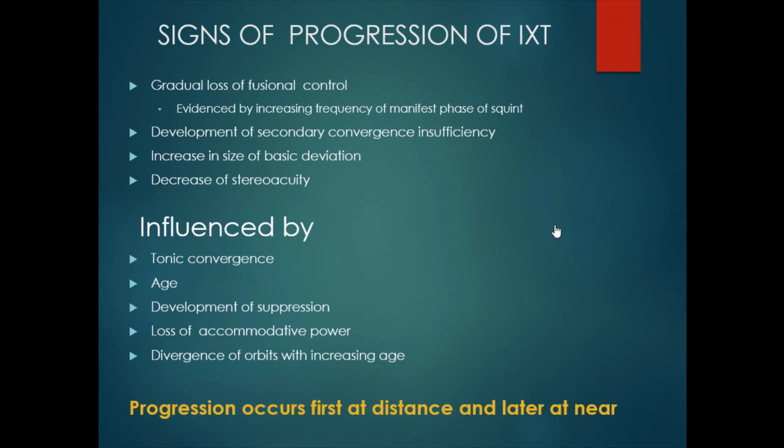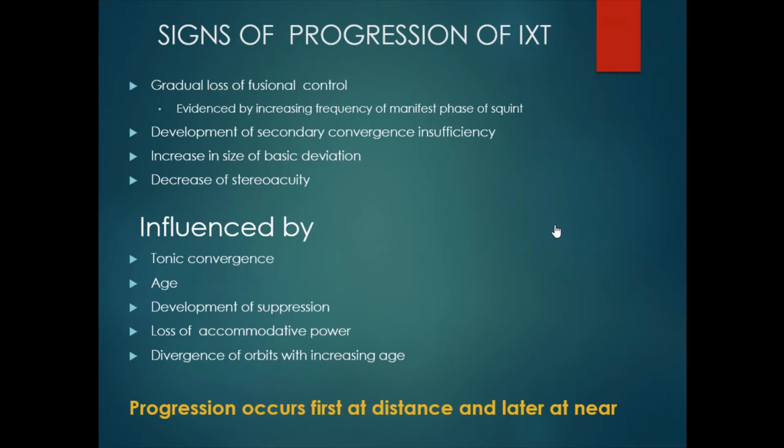There is a gradual loss of functional control, sometimes evidenced by increasing frequency and manifest phase of squint, and there might be a development of secondary convergence insufficiency in some of these children, then increase in size of basic deviation and decrease in stereo acuity. This is one of the major, helpful tests to assess the progression of the disease.